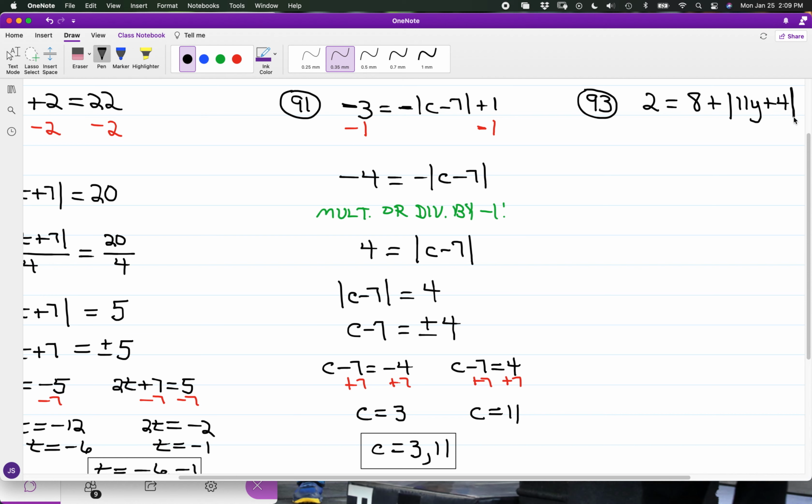I have the absolute value term on the right hand side, and if I get it by itself, I'm going to move the constant 8 over. So subtracting 8 from both sides, I have 2 minus 8, so this will become -6, and we have that -6 is equal to the absolute value of 11y plus 4.